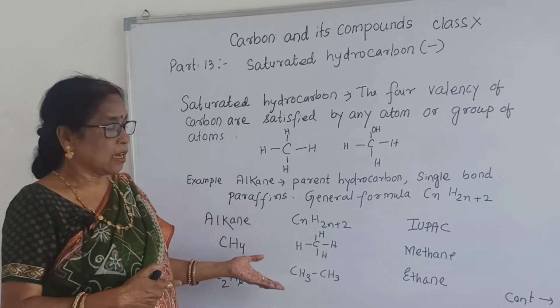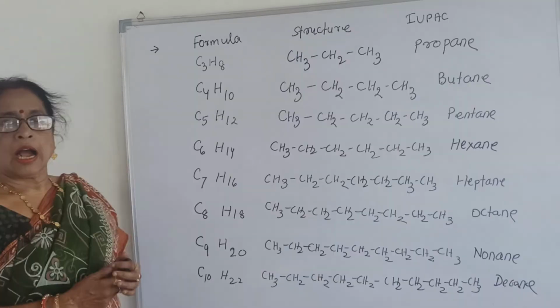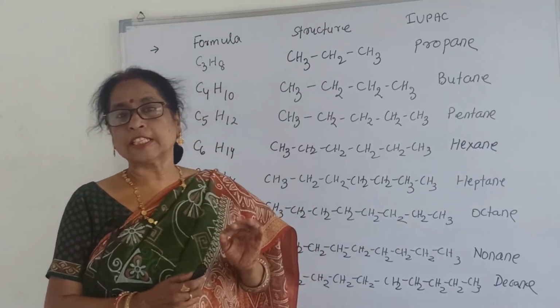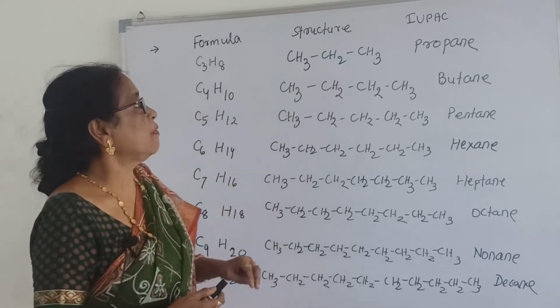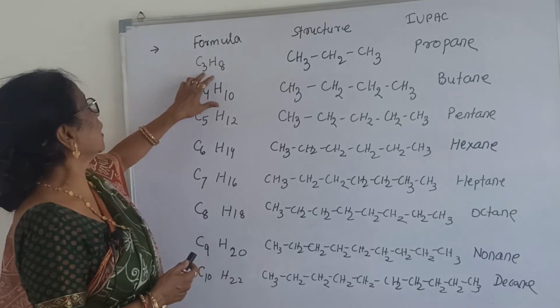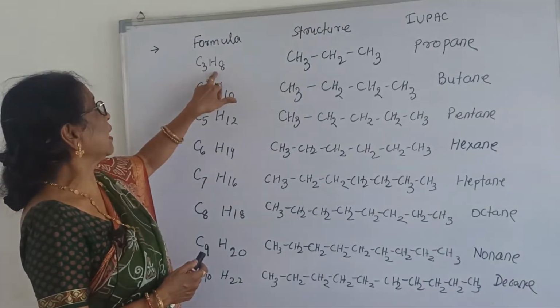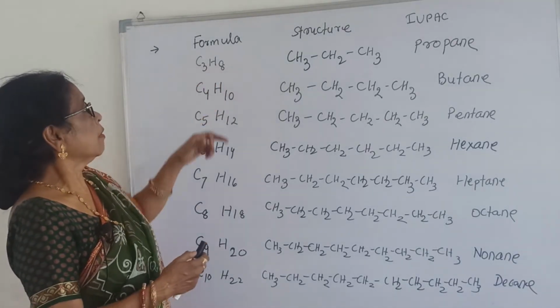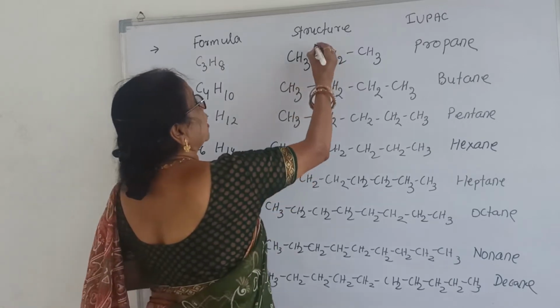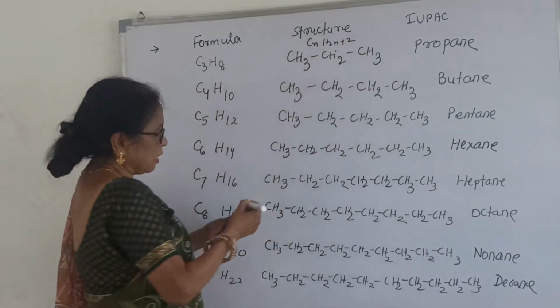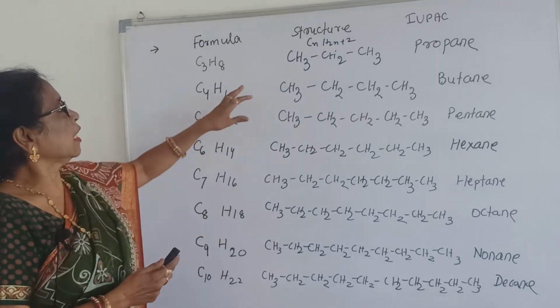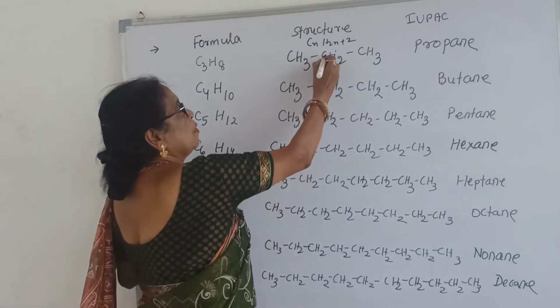You will see next here, after ethane, we will see carbon 3. Carbon 3 means N equal to 3. If you put N equal to 3, what is this? C3H8, because the formula is CnH2n+2. Then you see here what is propane.